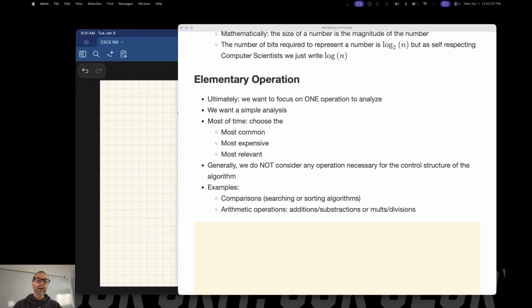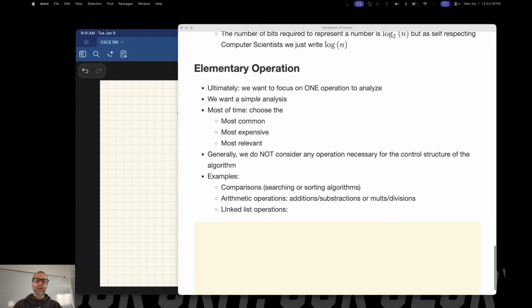What about linked list operations? What was our elementary operation then? What was the most relevant thing that we did with a linked list? I want to get the ith element. I have to start at the beginning and I have to traverse. So node traversals. This is similar for graph and tree operations.